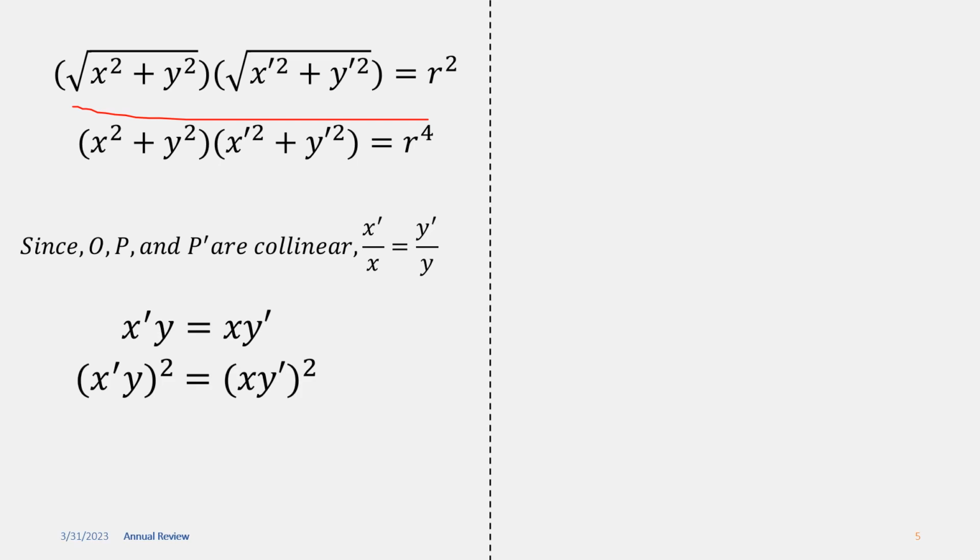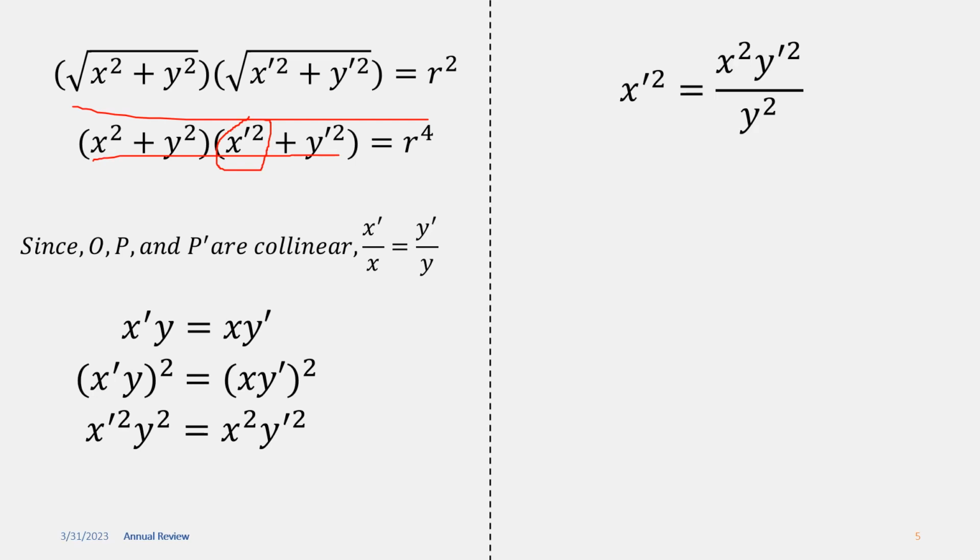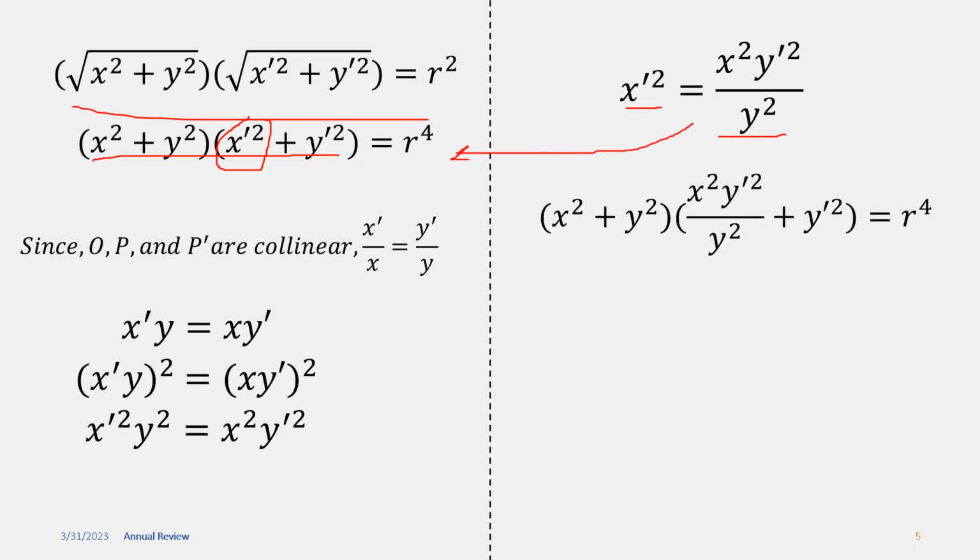And square both sides. Our objective here is to find the value of x prime squared, which we're going to substitute in this equation. So we have the value of x prime squared equal to this expression. Now let us substitute the value of x prime squared into this equation.